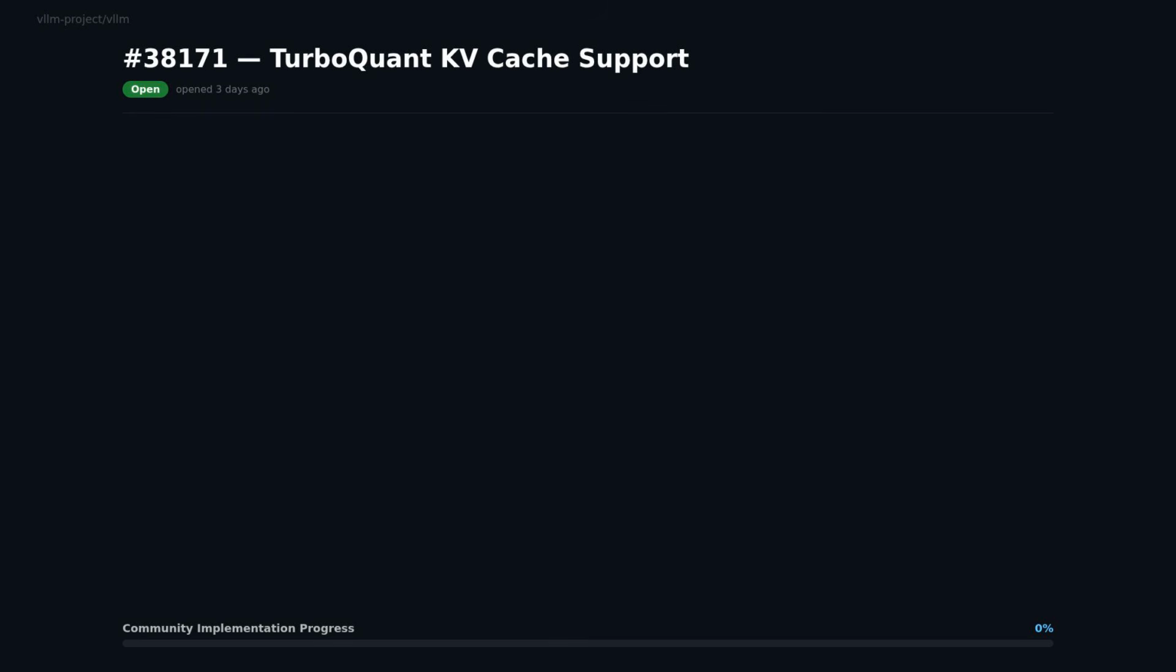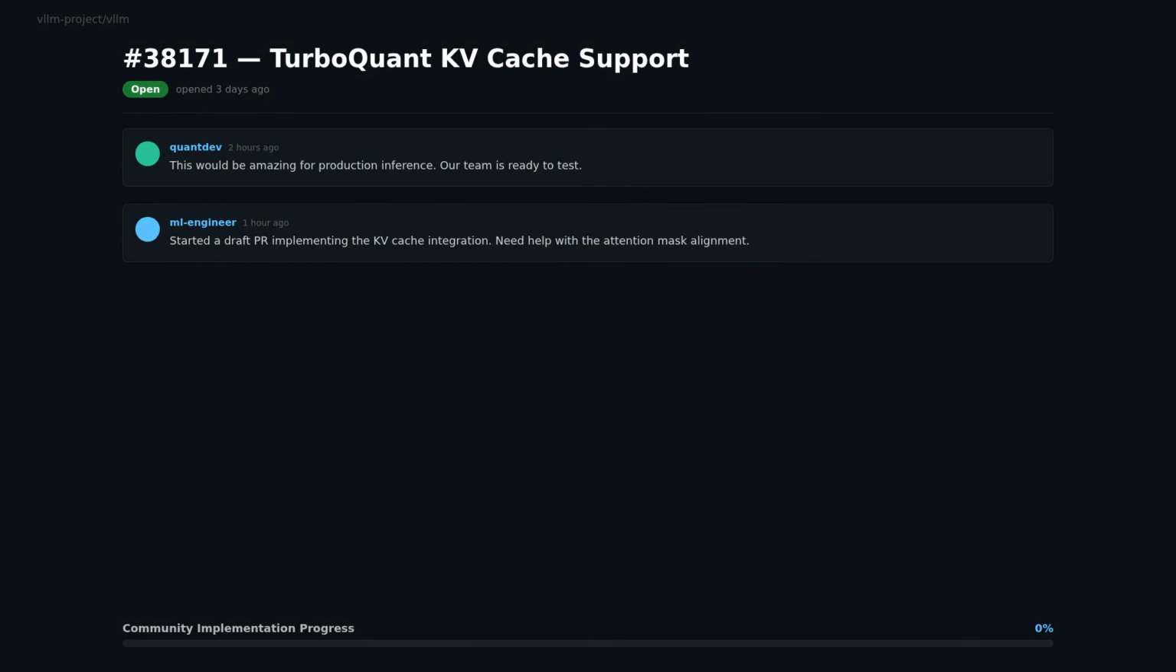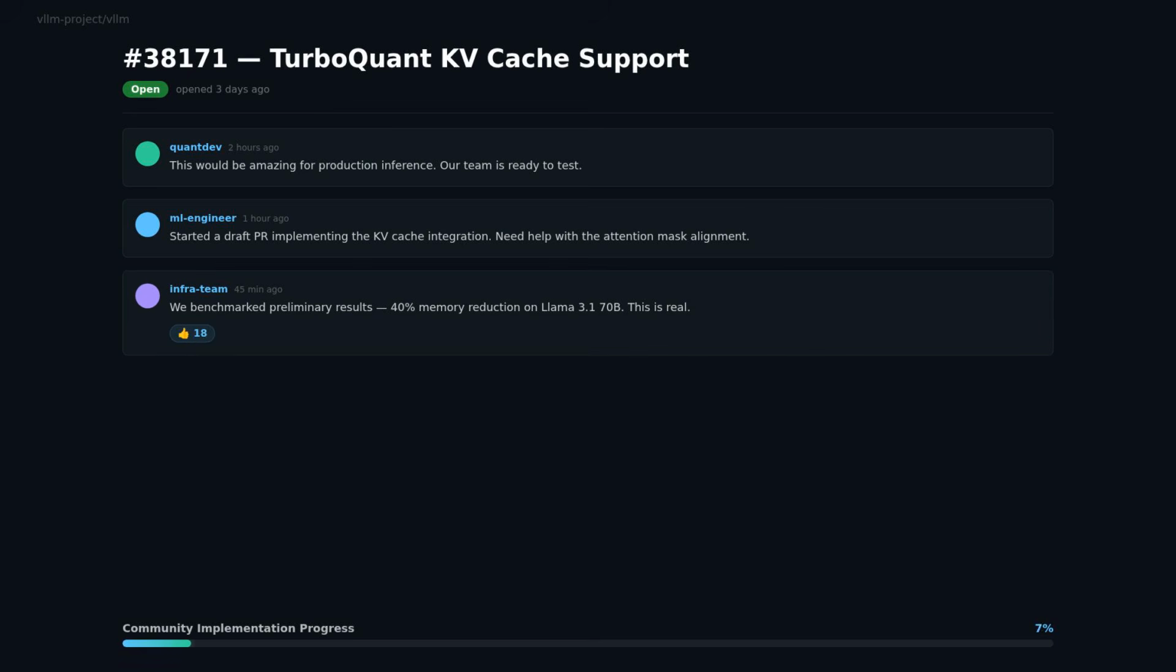A vLLM feature request was filed almost immediately, issue 38071. The community isn't waiting for Google. They're integrating this into production inference stacks right now.